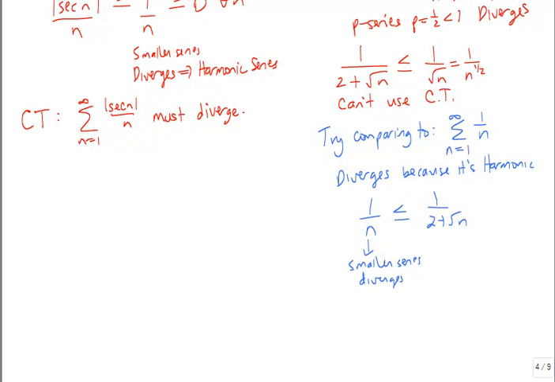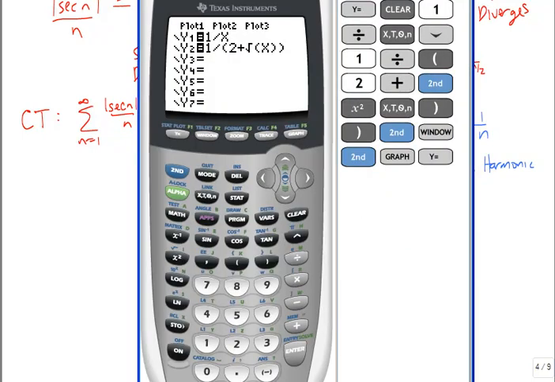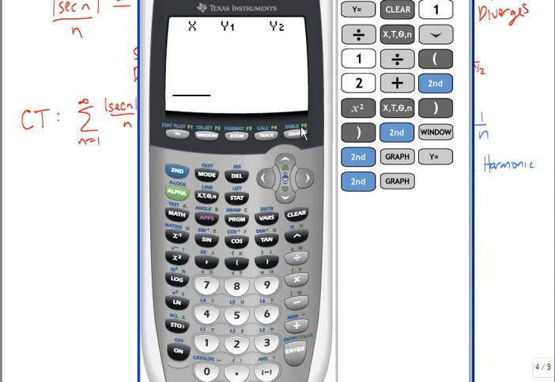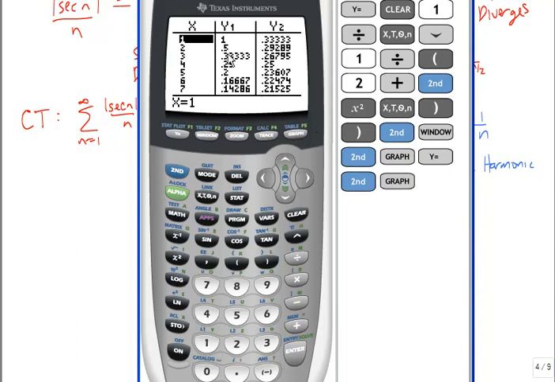So let's pull up the calculator. In y1 I have that divergent series 1 over x, and in y2 I have 1 over 2 plus square root of x. What we're hoping again is that the function in y1, 1 over x, is smaller than the function in y2. So let's look at our table and see if that's true. Initially 1 is bigger than 0.3, 0.5 is bigger than 0.29, 0.3 is bigger than 0.26, and then at 4, 0.25 equals 0.25, so now they're actually equal.